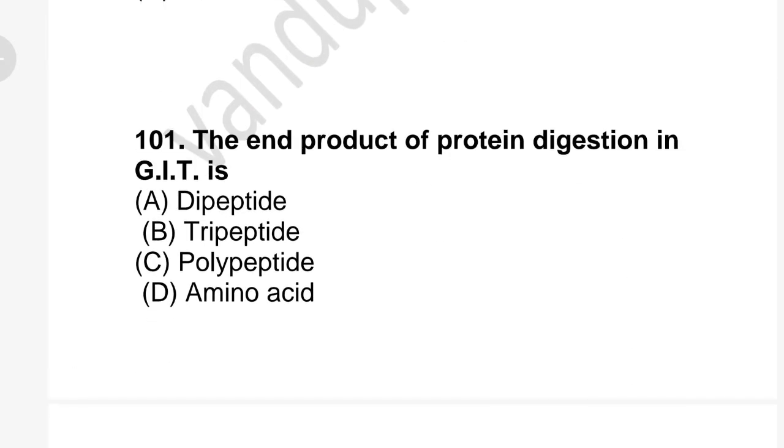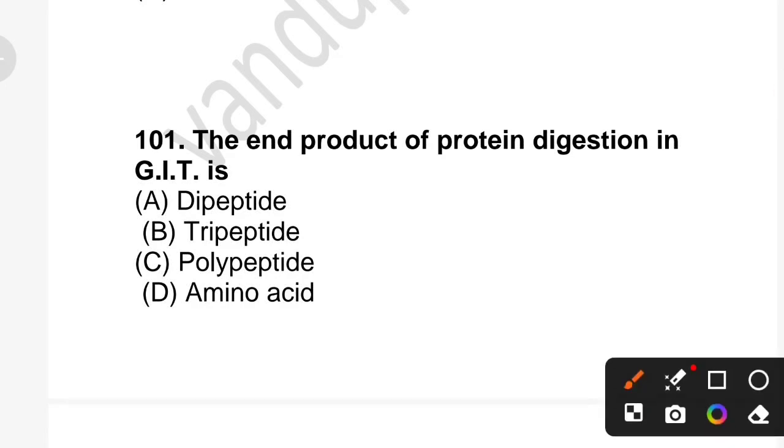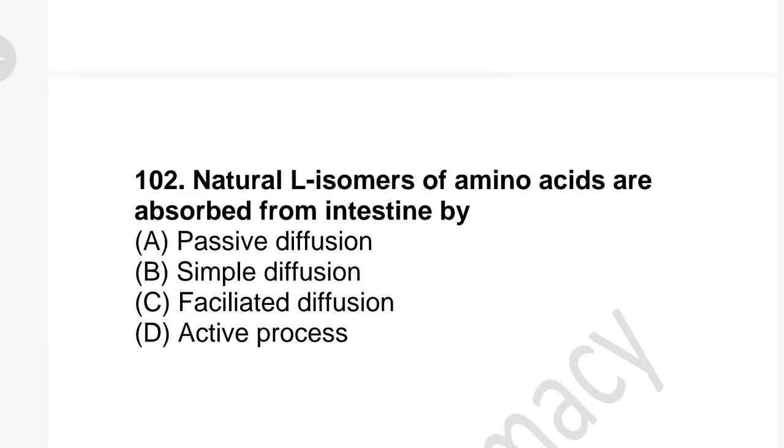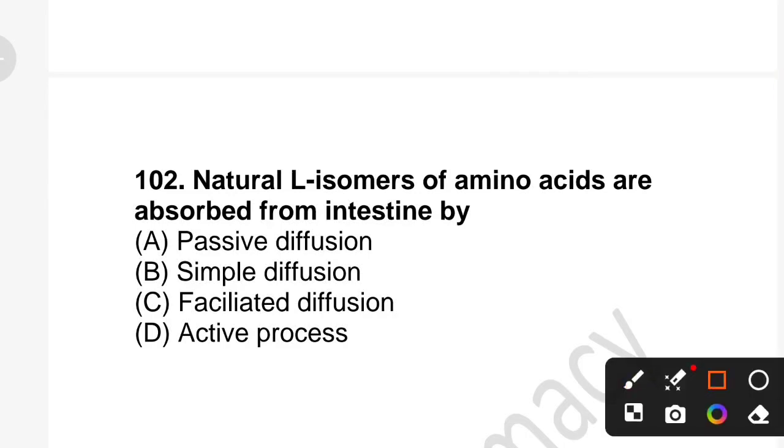The end product of protein digestion in GIT is option A dipeptide, option B tripeptide, option C polypeptide, option D amino acid. Right answer is option D, amino acid. Natural L isomers of amino acids are absorbed from intestine by option A passive diffusion, option B simple diffusion, option C facilitated diffusion, option D active process. Right answer is option D, active process.